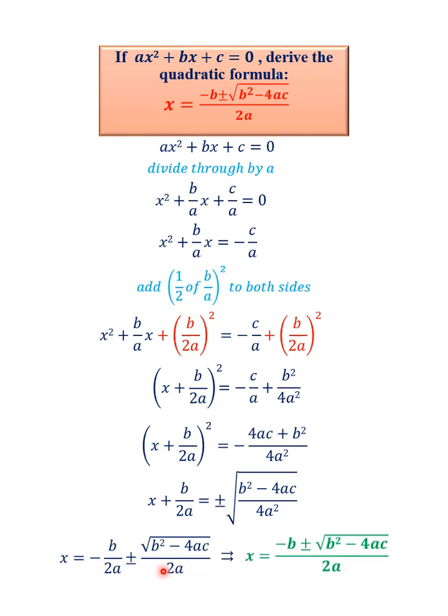And once we do that, it implies that x will be equal to minus b plus or minus the square root of b squared minus 4ac, everything divided by 2a, because the 2a is common to both terms. And looking at this, you find out that it is the answer we are trying to derive. And this is the quadratic formula.